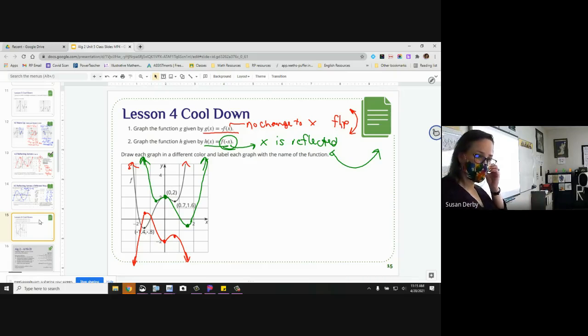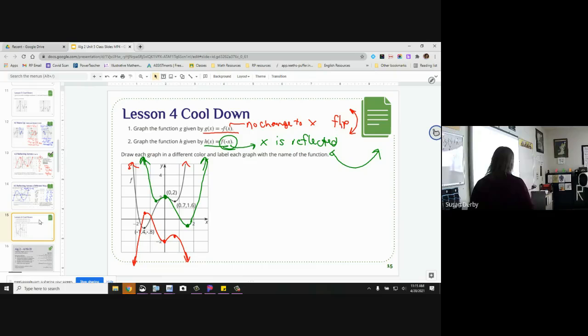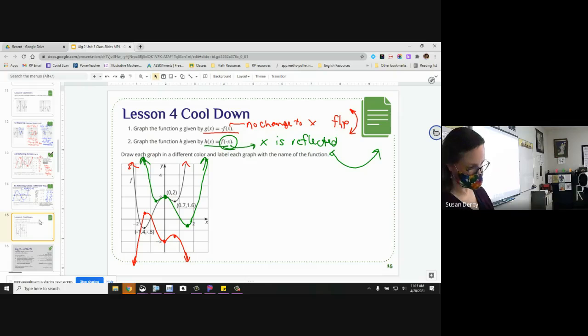Minimums stay minimums, maximums stay maximums. But we're taking that whole graph and flipping it left to right, side to side, over the y-axis. I'm done. This is perfect.